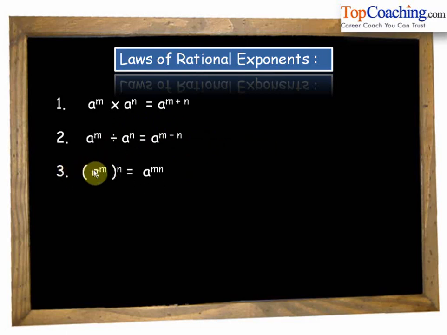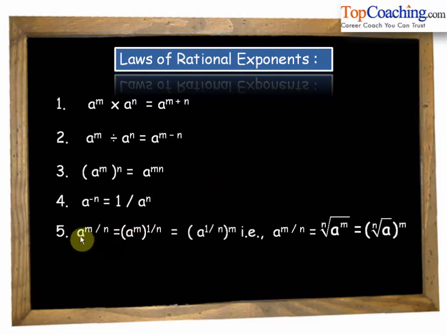The third is a to the power of m whole to the power of n is equal to a to the power of m into n. This is also the same as the integral one. The next is a to the power of minus n is equal to 1 by a to the power of n. So whenever we have minus n, we write it as 1 by a to the power of n. And this is also the same as the integral one.